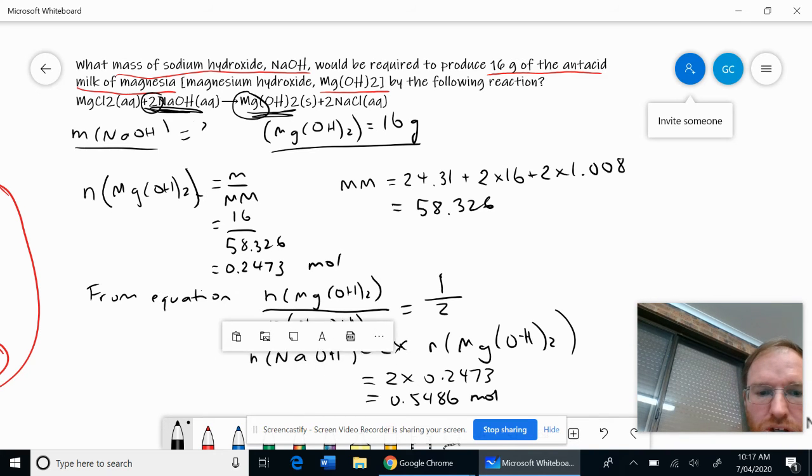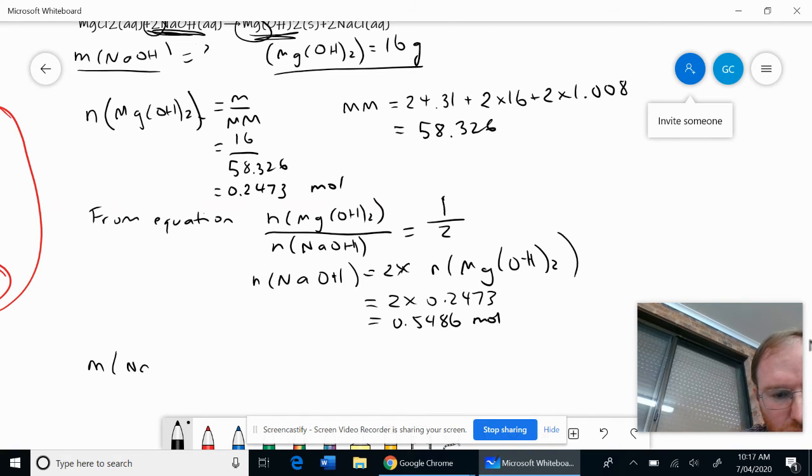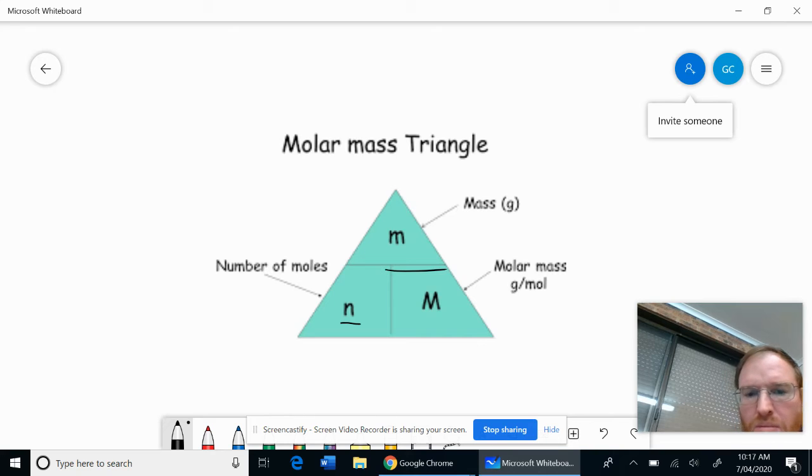Now that I know the moles of sodium hydroxide, I can convert that back to a mass. So what is my mass of sodium hydroxide? Well, it's exactly the same formula. Number of moles is mass over molar mass, although this time, let's have a look. Here's our molar mass triangle. You can use this triangle if you're not sure about rearranging equations. The top one is equal to the bottom two multiplied, so mass is equal to n times M. This one is equal to this one over that one. So in this case, mass is equal to number of moles times molar mass.